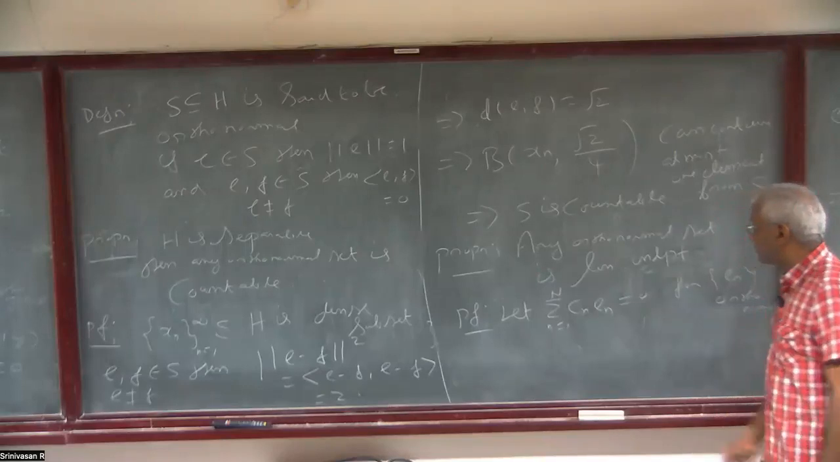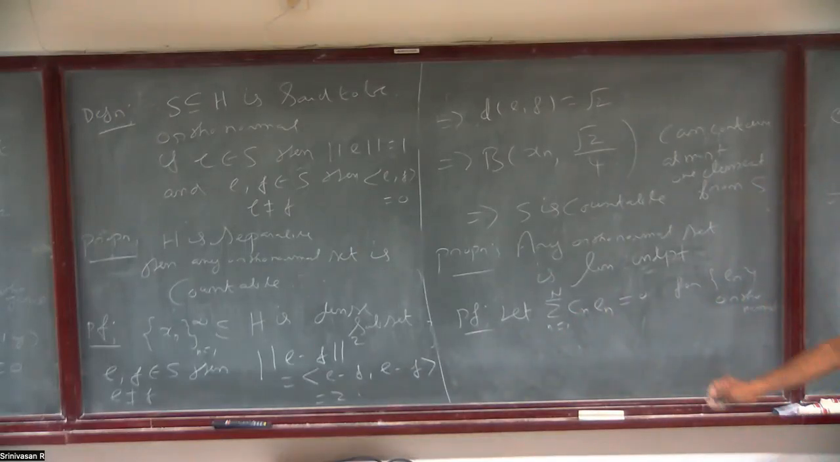Okay. Then you have to prove that these Cn's are 0. Finite linear combination, if it is 0, then Cn has to be 0. That's what we want to prove.